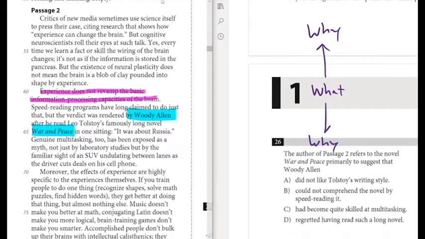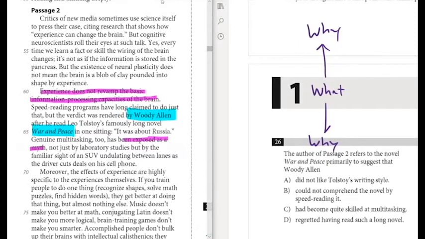Looking on further, we see that genuine multitasking has also been exposed as a myth. So this is a paragraph about exposing myths, and so the Woody Allen example is exposing the myth that you could read a famously long novel in one sitting. In other words, the idea that speed reading is actually true.